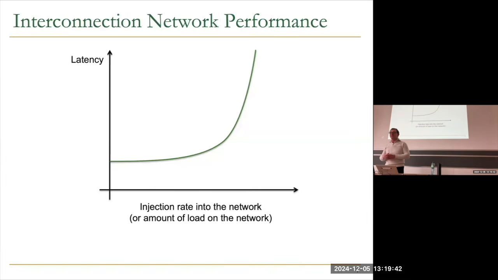Or the other way of thinking about it is the amount of load on the network. You can think of the network as having a capacity, which is the load that it can bear. And 100% means every single capacity in the network is kind of utilized, maybe.